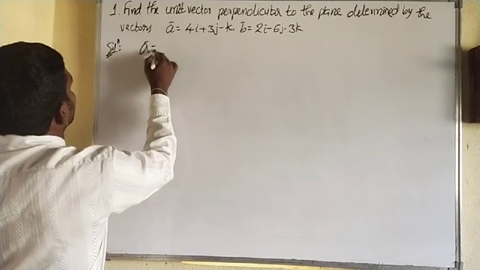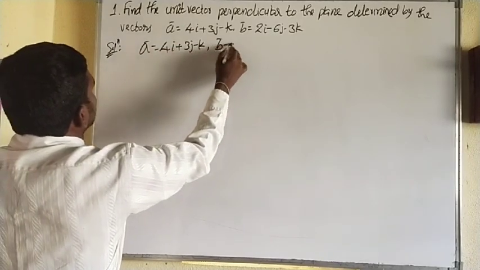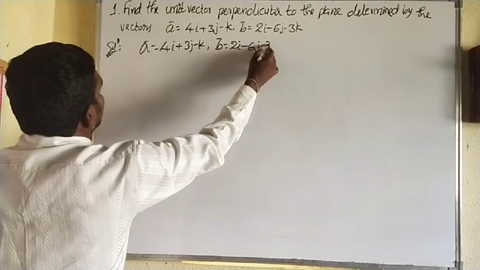So we first find A cross B, then modulus A cross B, then the formula. First of all, given that A is 4i plus 3j minus k and B bar is 2i minus 6j minus 3k.